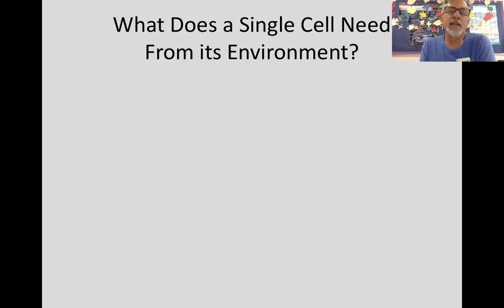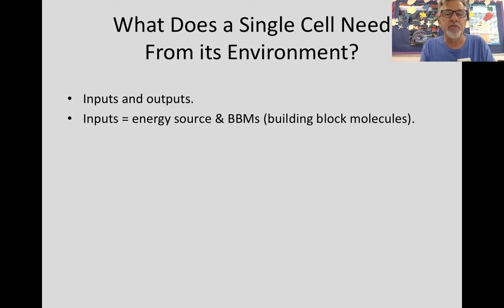What does a cell need from its environment? Well, it needs inputs and outputs, right? It needs to be able to take things in from the environment, energy and materials. And these materials are things like building block molecules of the four biological macromolecules. And it also has to have a way to get rid of its output. In other words, a place to deposit waste.